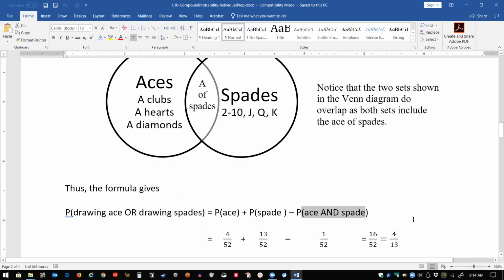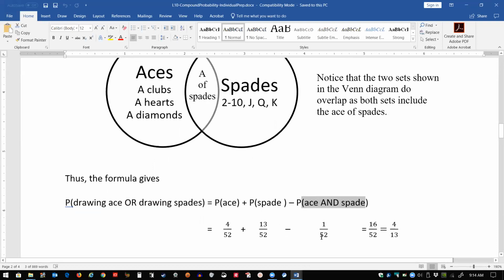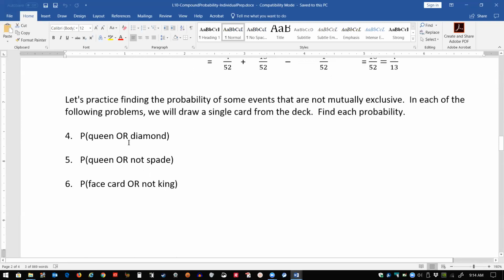Okay, does that make sense? So again, if the events are not mutually exclusive, that means there are some outcomes that are shared between both of the events. Now you do have to subtract the probability of the 2 events happening at the same time, and that essentially means that we're just counting each potential outcome once. No double counting, okay?